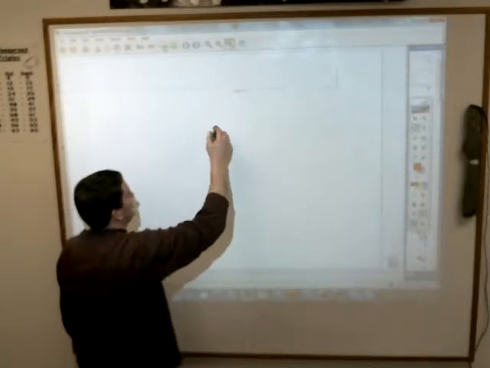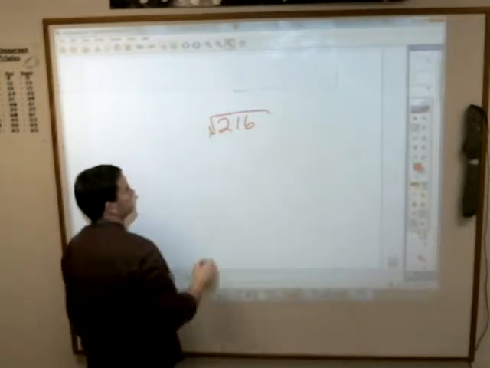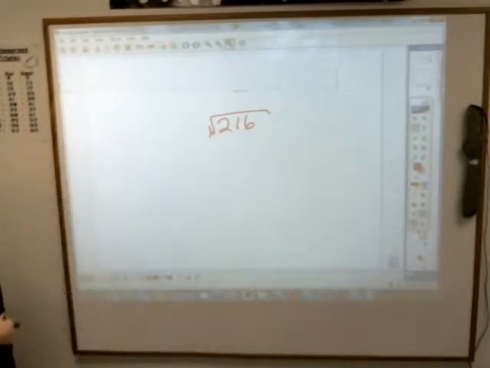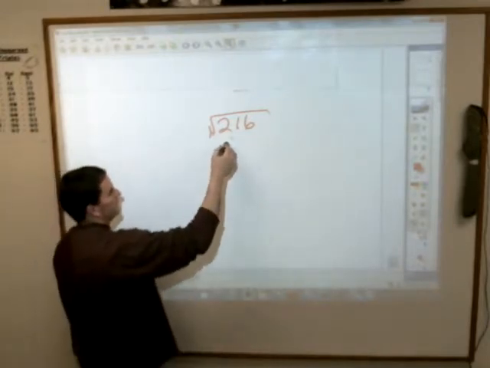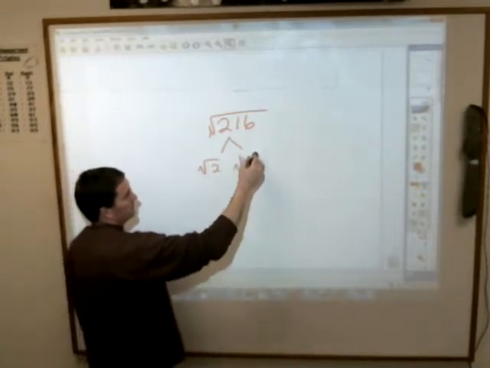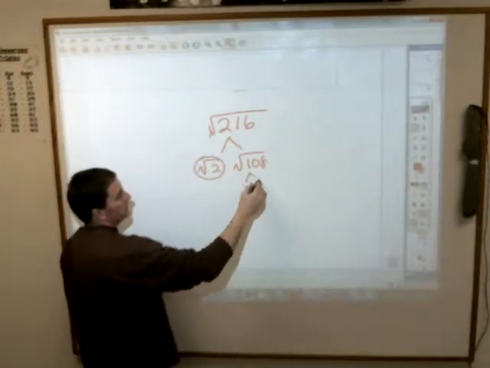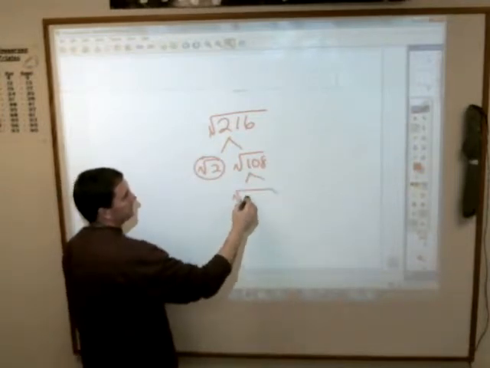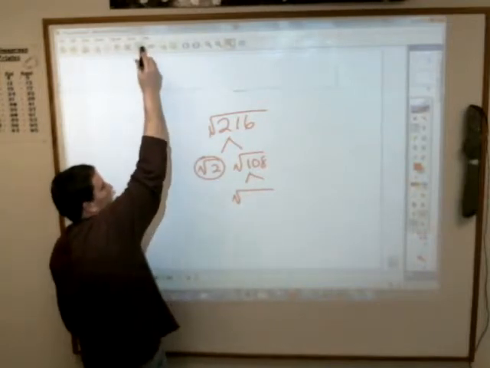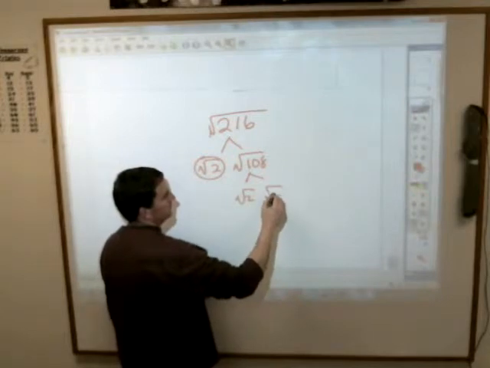Let's do a really hard one. Square root of 216. The square root of 216. Again, if it's an even number, I kind of break it apart by just square root of 2 times what? Square root of 108. You can stop at the square root of 2. 108 is the square root of 2 times the square root of 54.